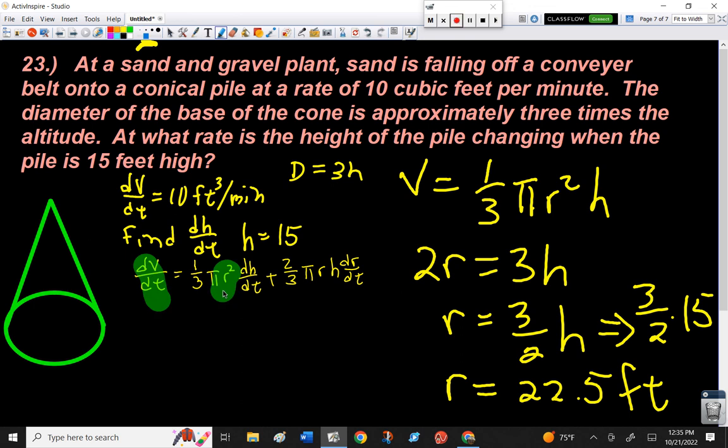We now know what r is. We've got to find the dH/dt. We know r, we know h. Sir, they didn't tell us the dr/dt. You're probably saying to yourself, they didn't tell us what the dr/dt is, but they did.